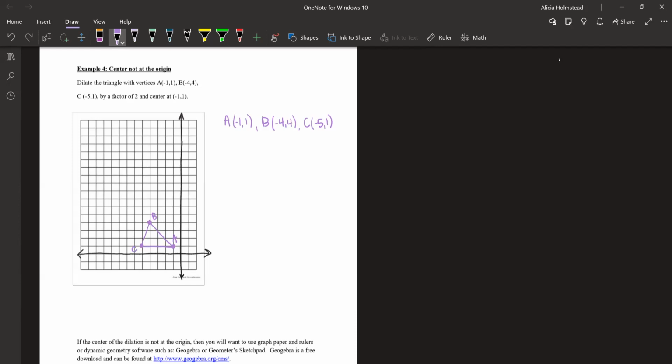Okay, now let us record the scale factor, which for this one is 2, and the center, which is located at (-1, 1), which is going to be where A is at. So this right here is our center. Okay, so since our center is not at the origin, we know we're going to need to figure out the distances rather than the points themselves.